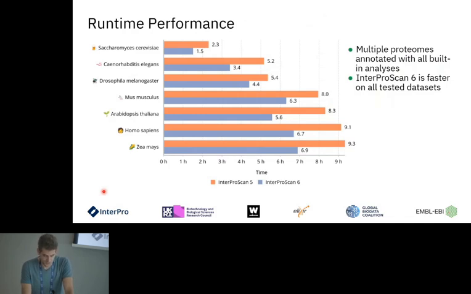Something else that's quite important, again, is performance. I already showed you a few charts that show the difference in performance between InterProScan 5 and InterProScan 6. But what we also looked at is the overall runtime when running the full pipeline. So not just one analysis such as PFAM or CDD, but all those core analyses, except the deep learning method, of course, for a few reference proteomes. And overall, we see that InterProScan 6 is faster.